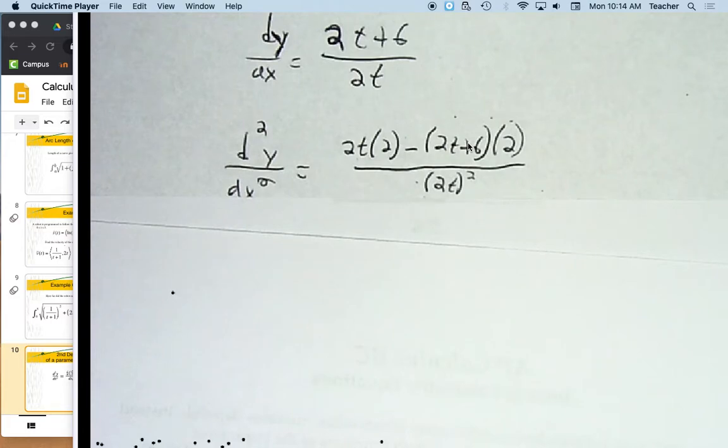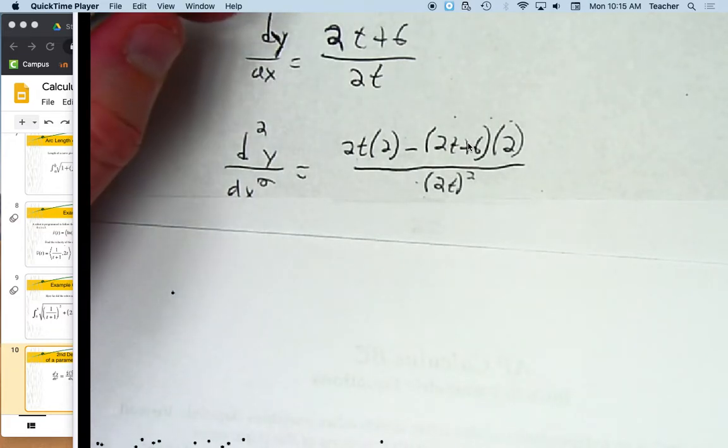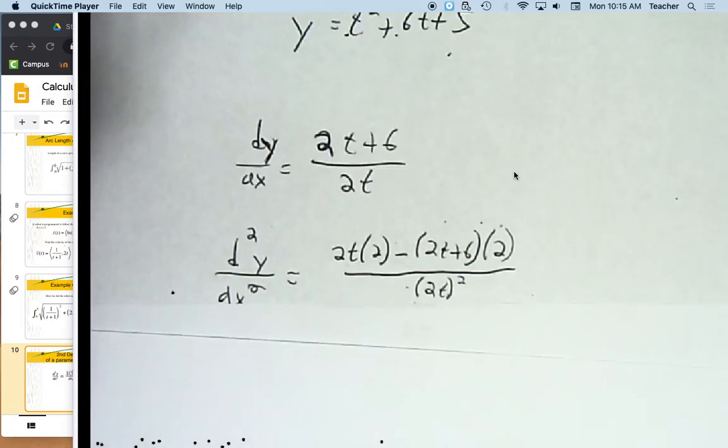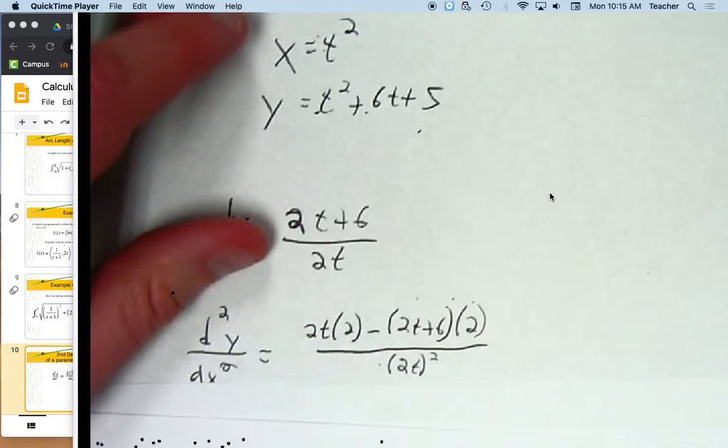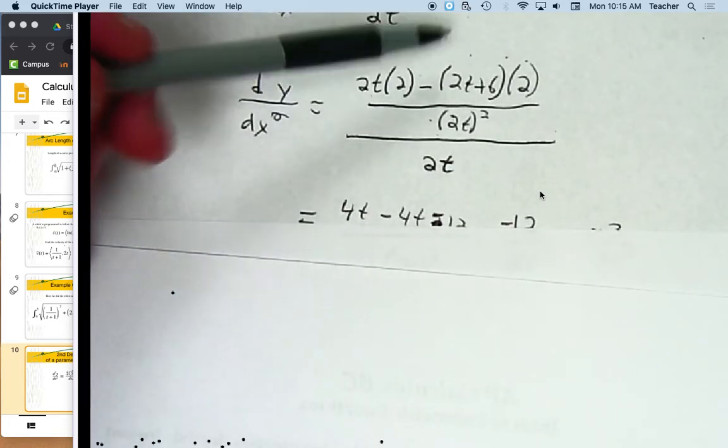The tricky part then is I have to also do dx/dt again. And so x is still t squared, and now I have to take the derivative of x with respect to t. And so I get another 2t.